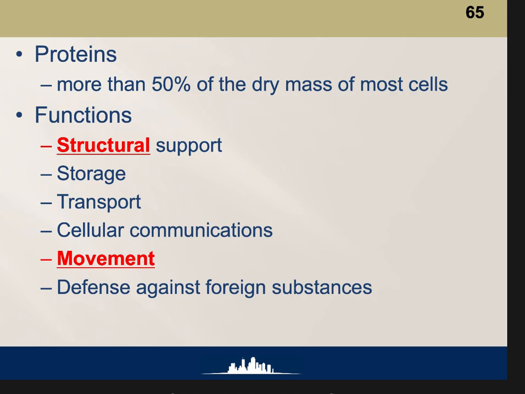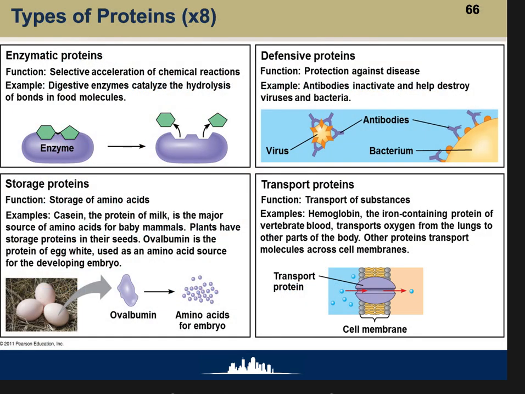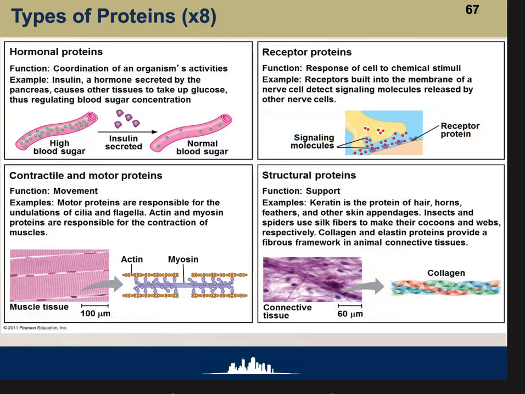They have storage, transport, they allow cells to talk to each other, they have movements, and we see that they also help defend us against foreign substances. I will have you note, I'm not going to read through each of these, except note that there are enzymatic proteins, defensive proteins, storage proteins, transport proteins, and we'll see that there are 8 of these. These are 4 of the 8. These are the last 4. There are hormonal proteins, receptor proteins, contractile motor proteins, and structural proteins here.